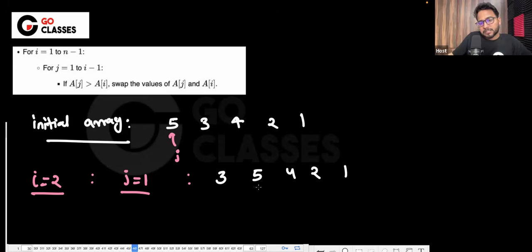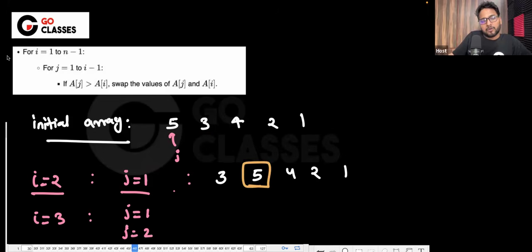So basically this is a of i. A of i is 2 basically. A of i was 3, but once you swap you will be getting this a of i. So you're saying that I'm going to swap. That's fine. Now let's take i equal to 3, and then j will be 1, and then j will be 2 also. I mean, j will be 1 and 2.